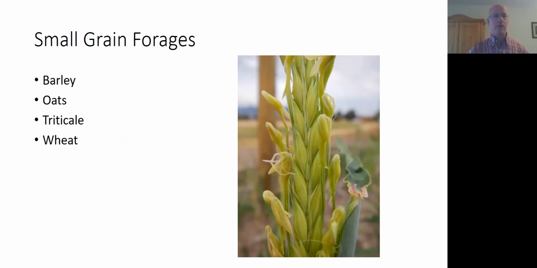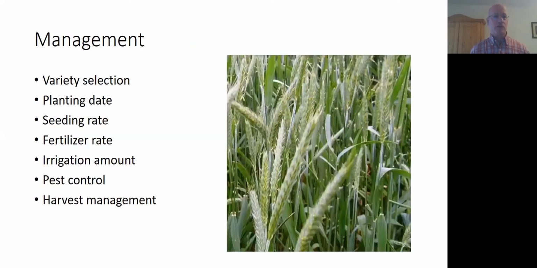So as far as management goes, I got about 7 or so management practices that I'm going to go over briefly and talk about. The picture on the right, by the way, is triticale, and looks like a 2-row triticale. And first thing is there's a variety selection that's a little bit different. The planting dates, seeding rate, fertilizer rate, irrigation amount, pest control, and harvest management. There's slight differences with growing small grains for forages versus for grain. And I'm going to maybe talk a little bit about each of these.